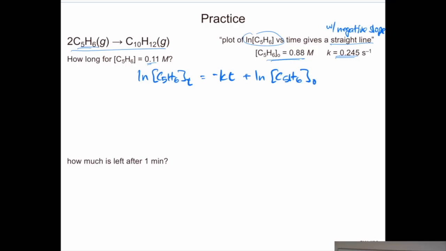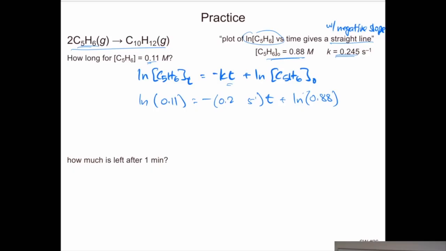And now let's just plug the numbers in. We know what K is. We want to solve for, what do we want to solve for? T. Because we know what the concentration at time T is. That's 0.11. So it's going to be the natural log of 0.11 is equal to minus K, which is 0.254 per second, times T, plus the natural log of the initial concentration, which is 0.88. That's supposed to be 0.245. Sorry. Yes, thank you. Okay? And that's it.